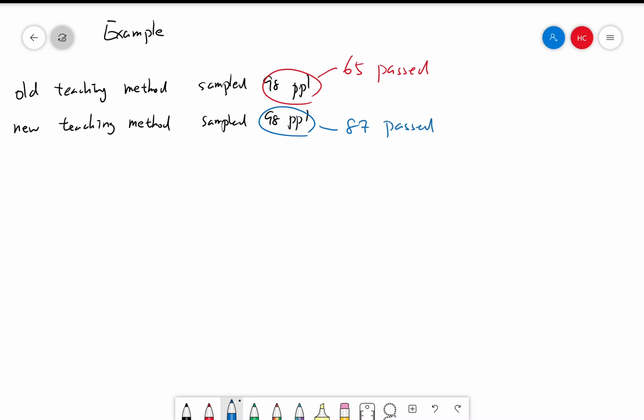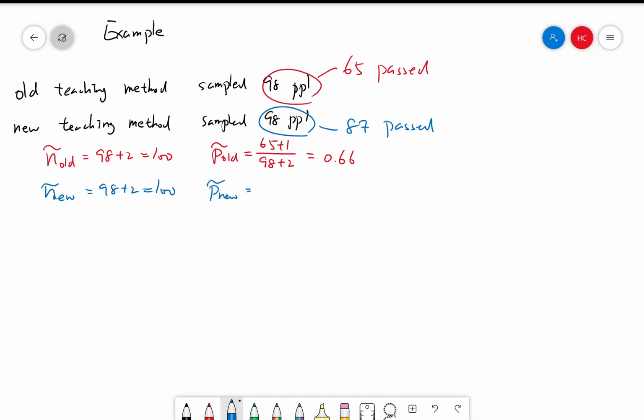So now we have enough data to construct our confidence interval, but first we need to find the values of p tilde and n tilde. So n tilde for the old method is going to be 98 plus 2, which is 100. The same goes for the new method. It's also 98 plus 2, also 100. And P old tilde is equal to 65 plus 1 over 98 plus 2, which is 66 over 100, which is 0.66. And P new tilde is 87 plus 1 over 98 plus 2, which is 88 over 100, so it's going to be 0.88.